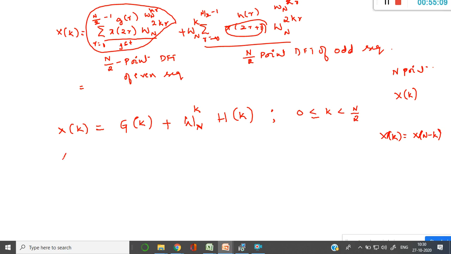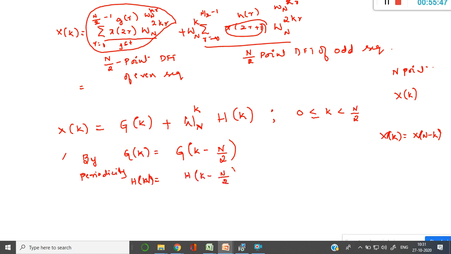So therefore I write the next equations as these. G of k will be equal to, for the n by 2 point DFT, this is equal to, since by the periodicity property, g of k is equal to g of k minus n by 2, as it is an n by 2 point DFT. H of k will be equal to h of k minus n by 2.